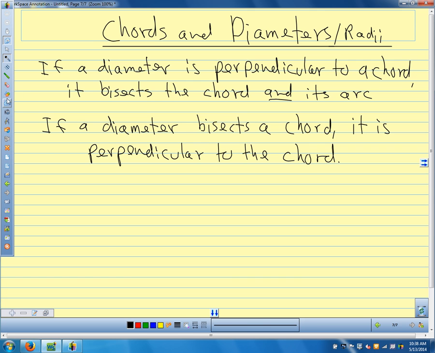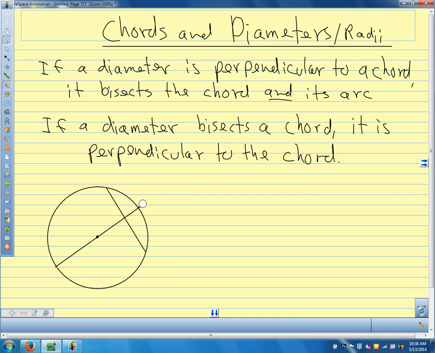So our picture here is we have a chord. So here's our chord. And we have a diameter or a radius. So here's my center of my circle. My diameter or my radius is going to bisect the chord. So these two are going to be congruent. And it's perpendicular to the chord. So I'm going to call this A, B, C, and D, and this point E.